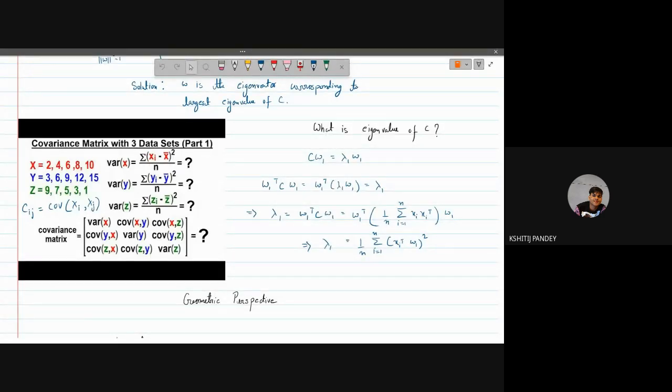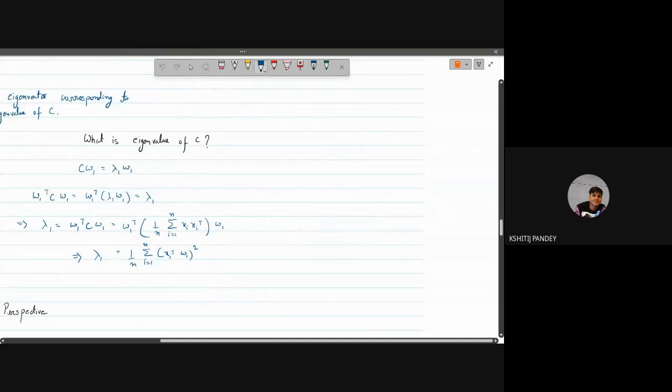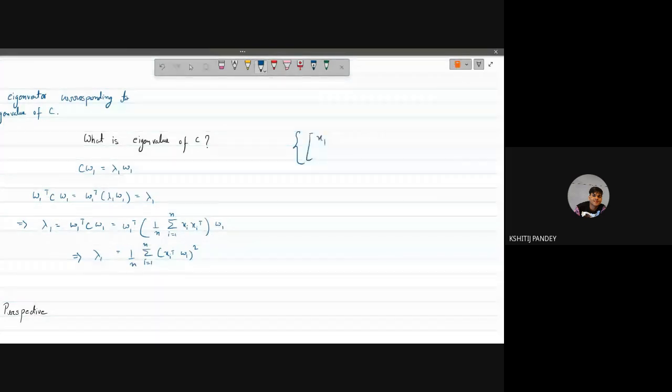So this is not actually the vector. D cross D. It will always be, whatever data you have. So these are the vectors. So the representation for this: let's say your data is like this. So the matrix for data will always be the transpose of this, like this.